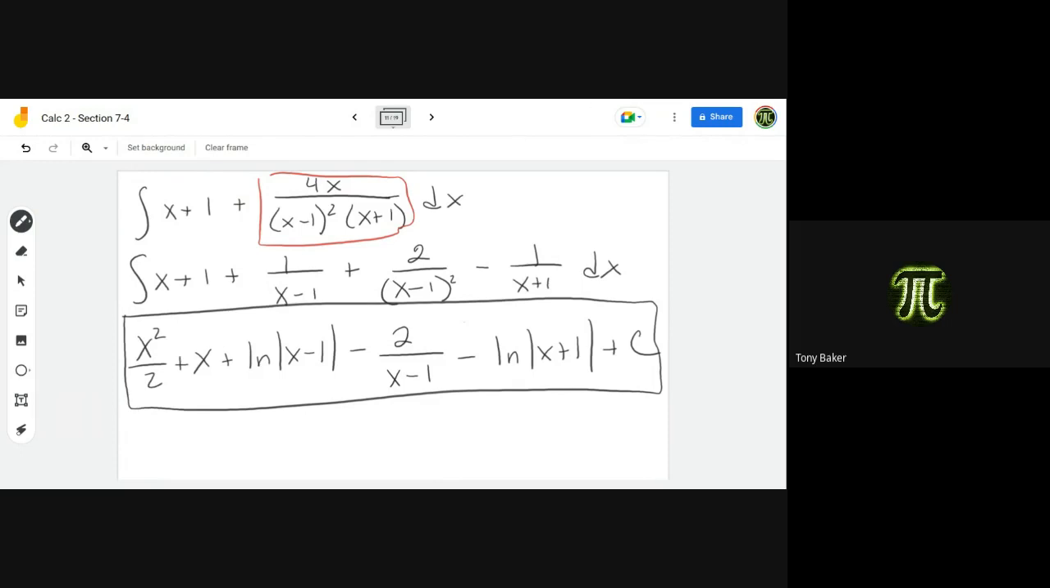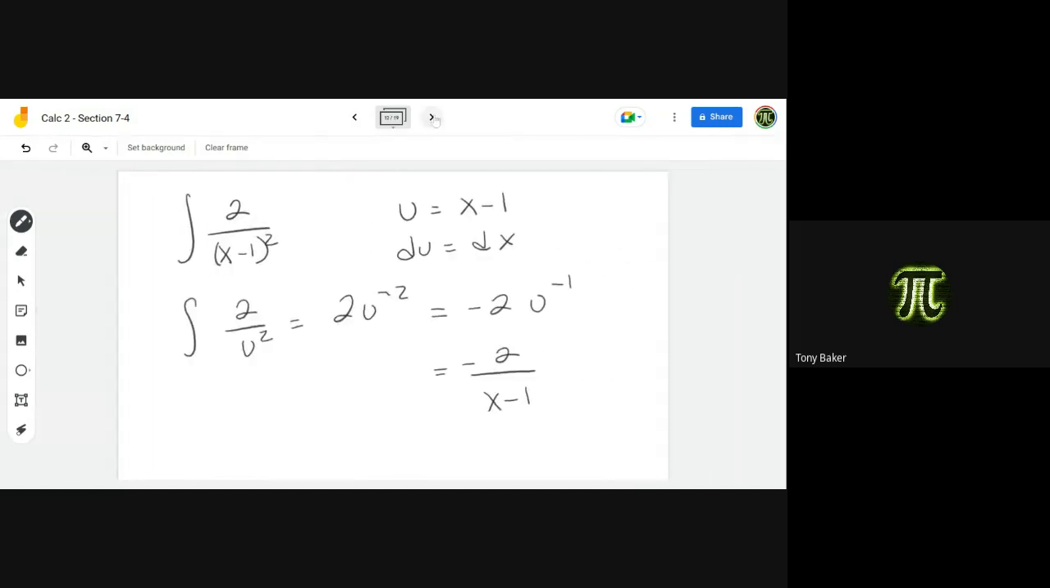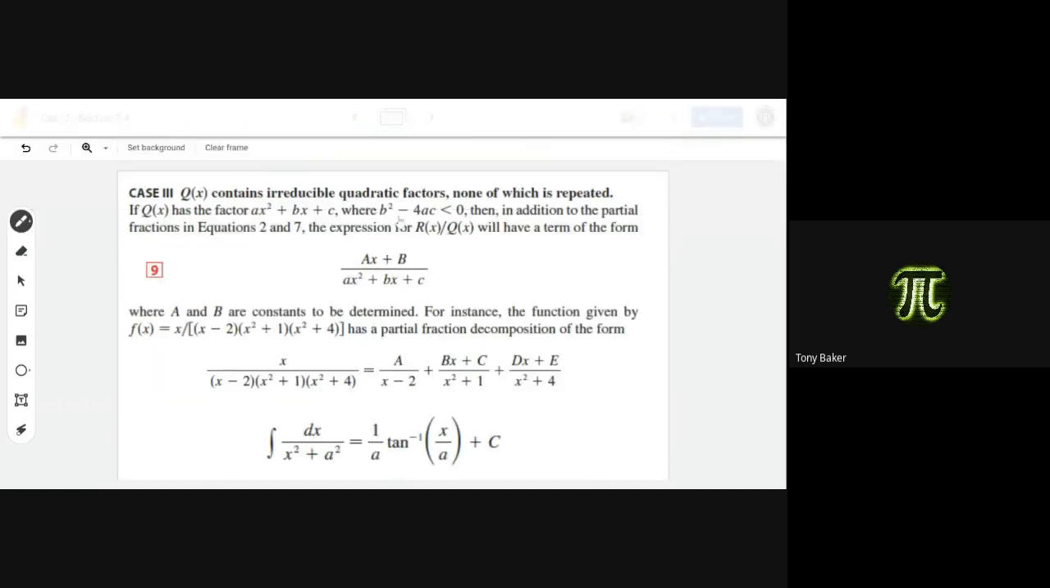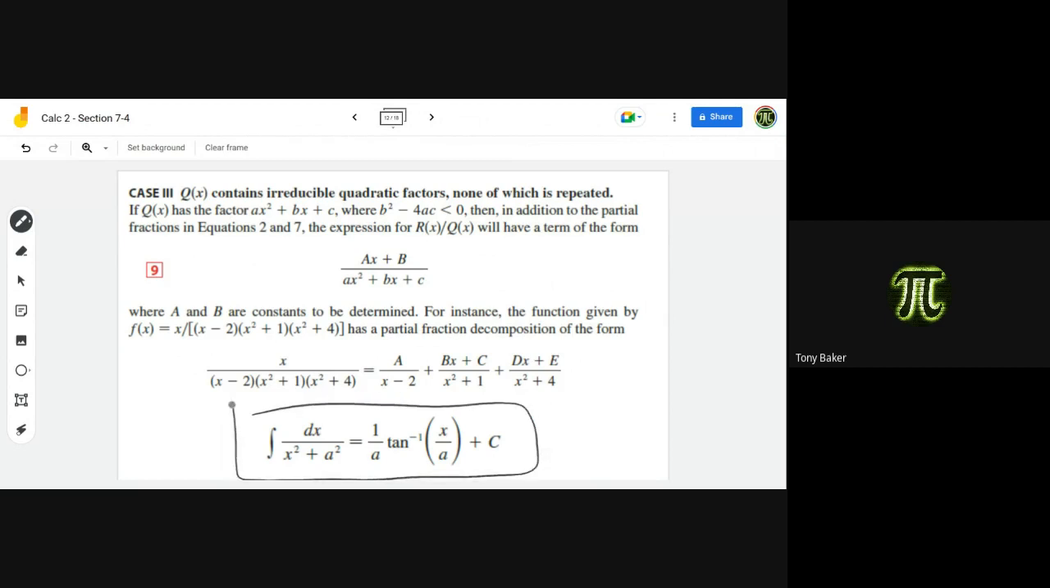All right. That's case 2. Case 3. You might not have to write much of this down. We're going to go over this. This, write down. So case 3.